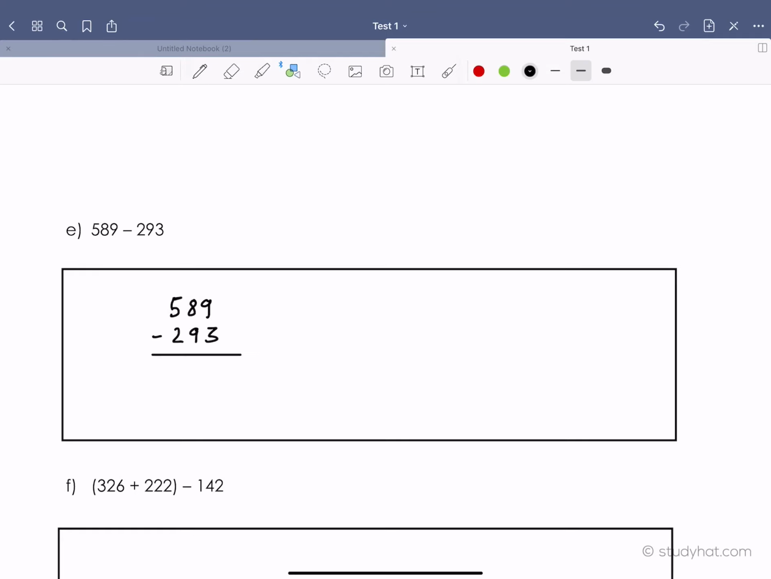Okay. And again, we're going to start from the right-hand side. So, 9 minus 3 gives me 6. Now, when I come to the second column, it's a bit trickier. 8 minus 9. Now, there's not enough of the 8, is there? We can't take away 9 from 8. So what we need to do here is we need to borrow.